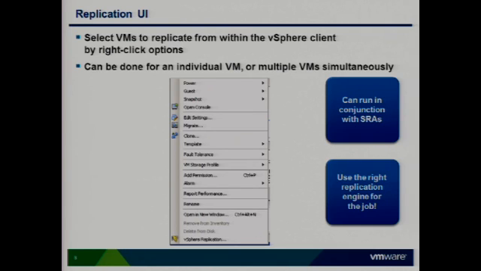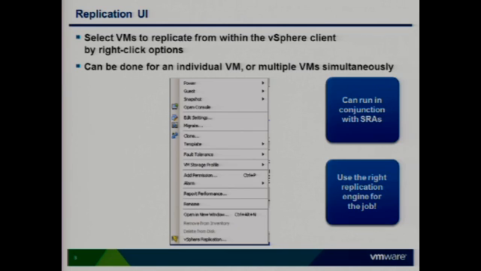Now again, we can run this in conjunction with SRAs and array-based replication, so it doesn't replace that. I want to be very clear about that. I've been standing at the booth and a lot of people are saying, so we don't need array-based replication anymore. You can use both, but be aware that if you're setting it for a virtual machine as a property of the VM, you should still be taking a look at where it resides and whether or not that VM is sitting on a protected data store at the array level. Use the right replication engine for the job.